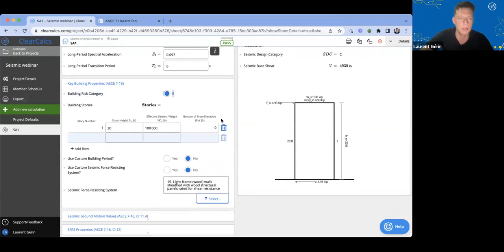Next, we're going to add the story. So single story, right now we've got 20 feet. That's probably a little high for a house. So we're going to type in, let's say, 12 feet. And actually, yeah, we'll leave it at 12 feet right now.